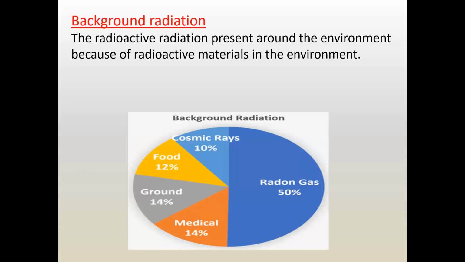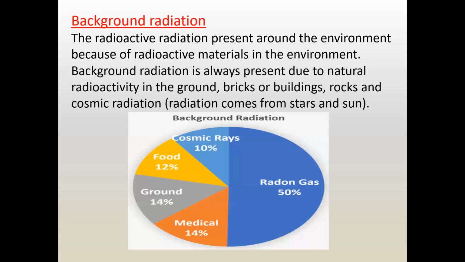Then we have background radiation. What is the meaning or concept of background radiation? The radiation which is coming from the surroundings, not directly from the source, like other than the source which we have, the radiations which are coming from the surroundings are known as background radiation. And there are many sources of background radiation.